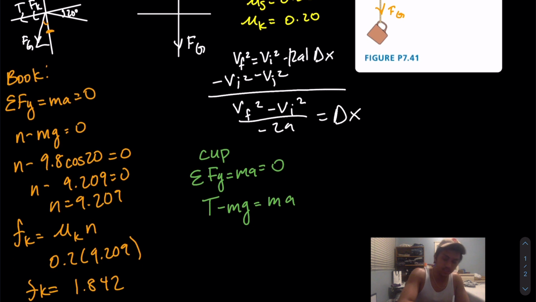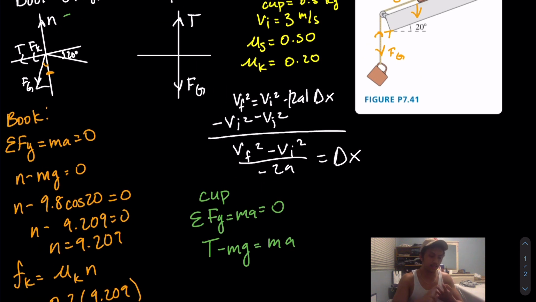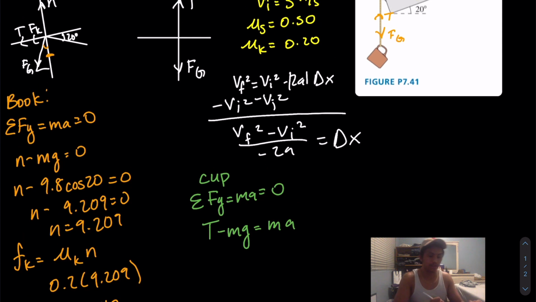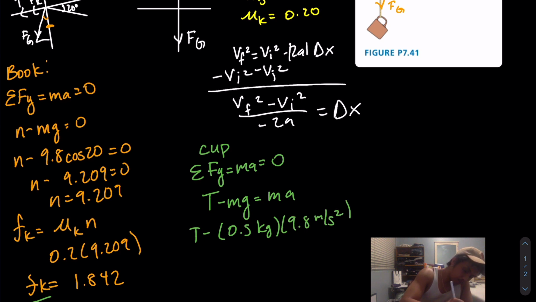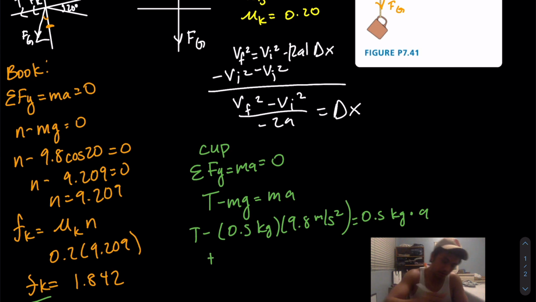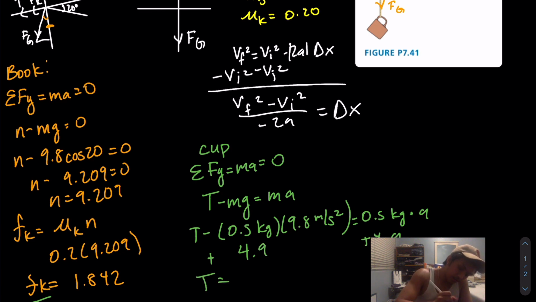Here I'm solving for T. When I do the sum of the x's for the book, I need T and friction, fk, which is why I found it earlier. So T minus the mass of the cup, 0.5 kilograms, times gravity, 9.8 meters per second squared, equals 0.5 kilograms times a. 0.5 times 9.8 is 4.9, so I'm adding 4.9 across. So my tension would be 0.5a plus 4.9.